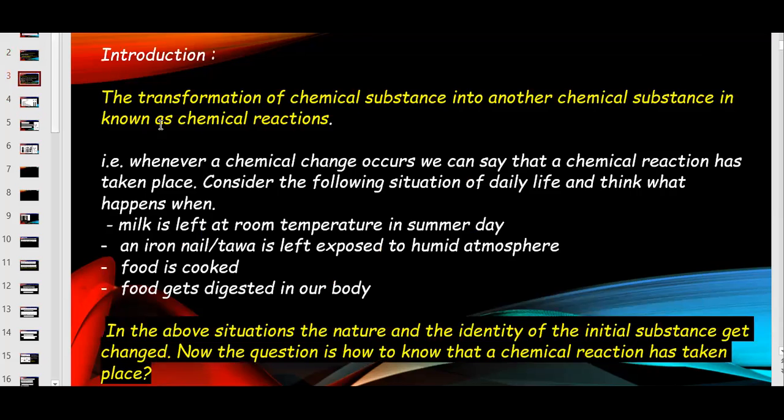Now here, introduction. The transformation of a chemical substance into another chemical substance is known as a chemical reaction. Something is changing into something else, right? That's a chemical reaction, because of some reactions it is changing. That is, whenever a chemical change occurs, we can say that a chemical reaction has taken place.